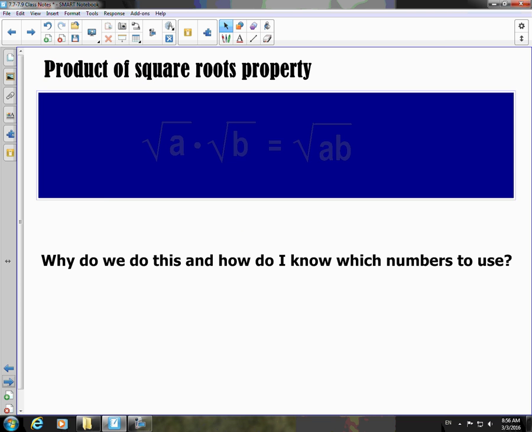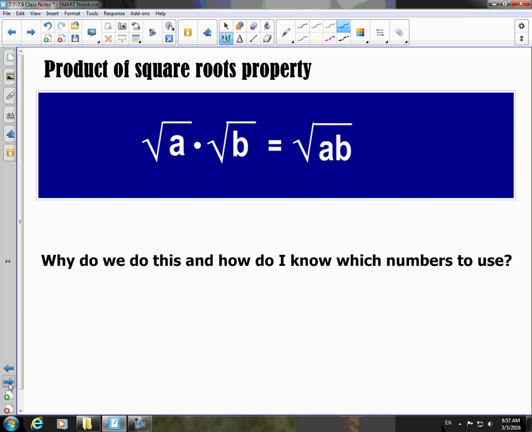The property that we're going to be referencing today says the square root of A times the square root of B is the same thing as the square root of AB. So we're going to use this property to break apart a number to simplify it down. We'll actually be working both in multiplication and division today. So why do we use this and how do I know which numbers to use? We're going to use the perfect squares.